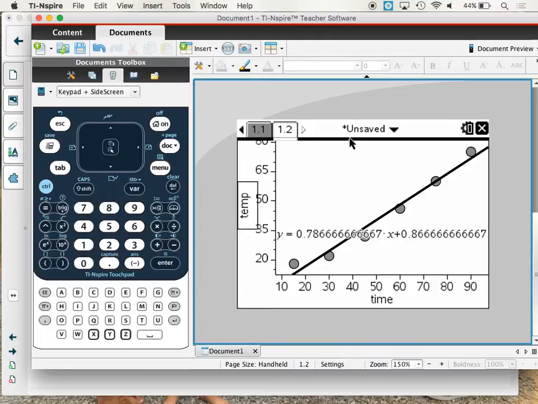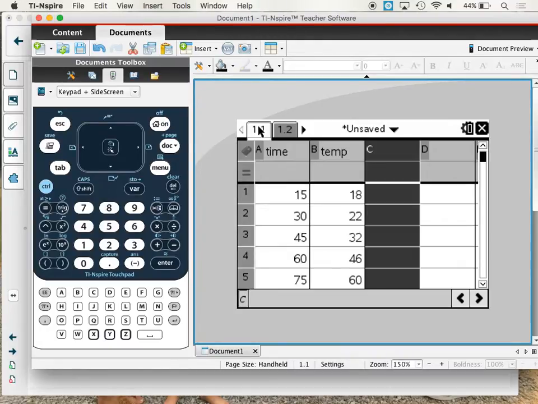Now, you do not have to necessarily make the scatter plot. You do not necessarily have to do all your work from the lists and spreadsheets either. Do one or the other.